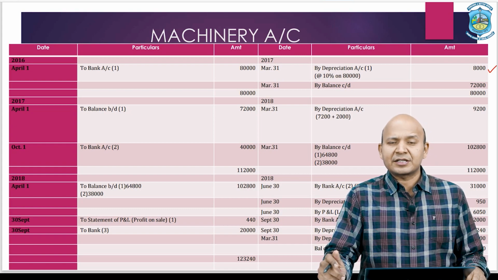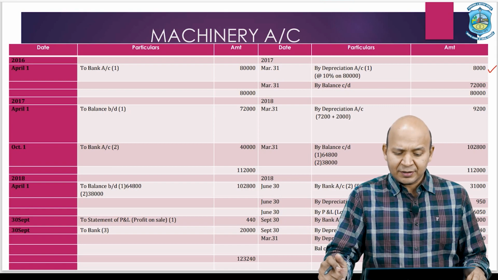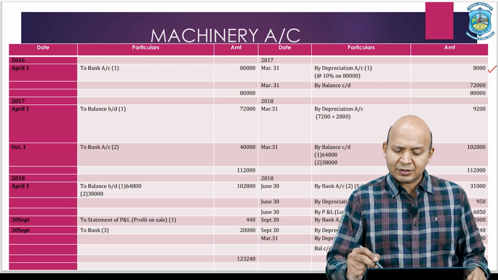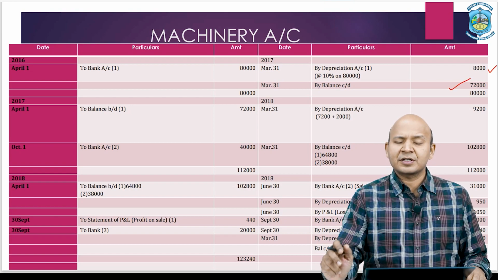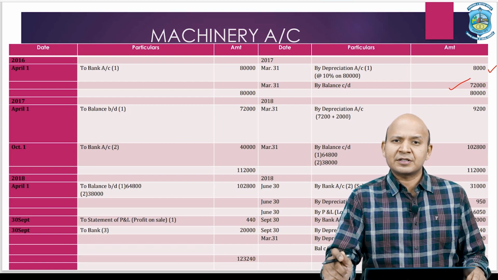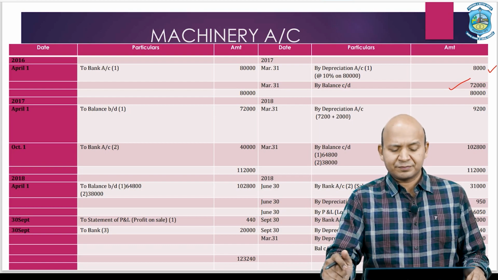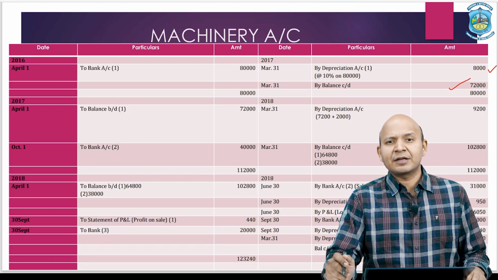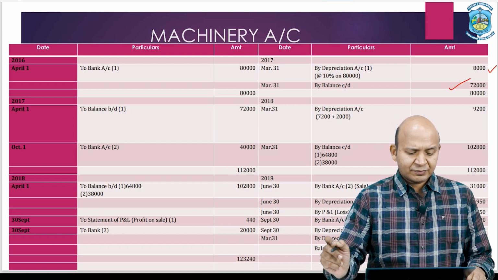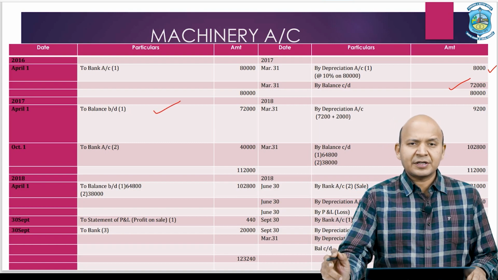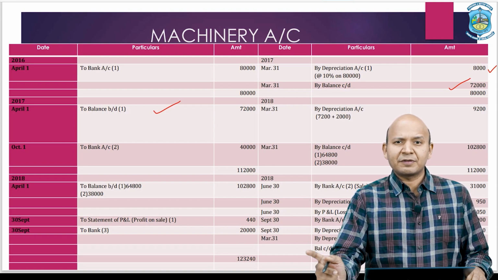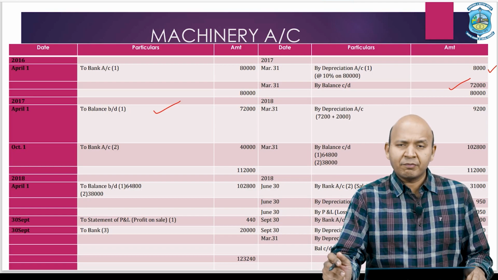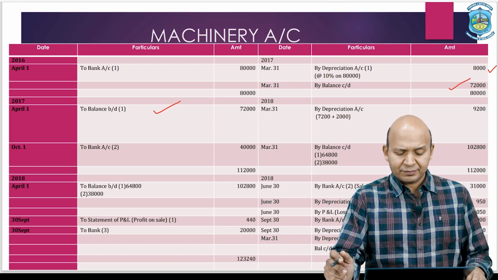We need to close the asset account. The total of debit is 80,000, the higher total to be posted on the opposite side, which means we have the closing balance of the first machine amounted to Rs 72,000. With this, the account is closed for the first year. Whatever is the closing balance in the first year will automatically become the opening balance in the next year. So on 1st April 2017, the closing balance of the previous year is to be transferred to the debit side. So, to balance brought down, machine 1, it is 72,000.